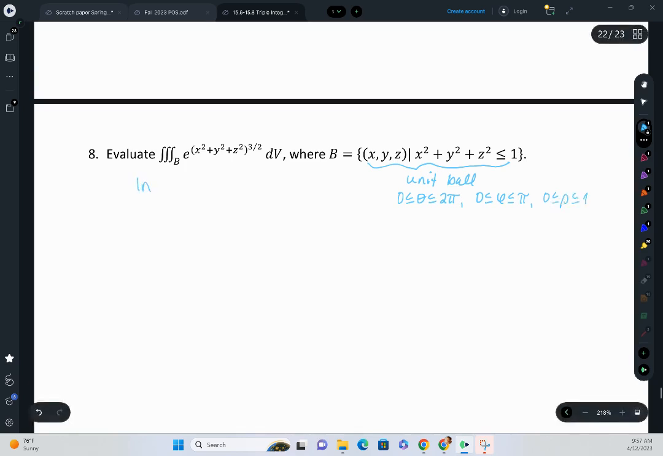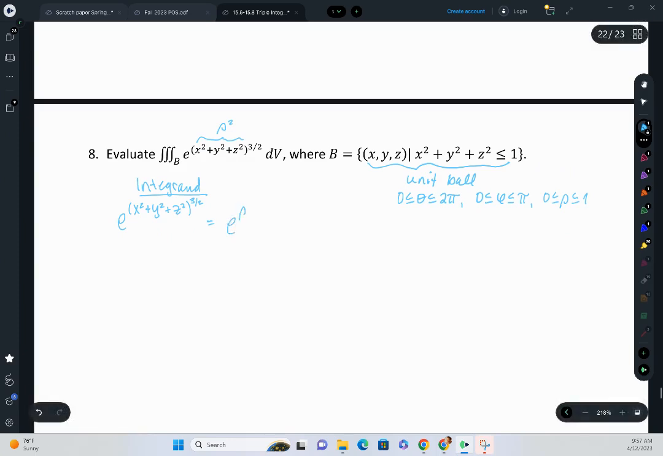Now this integrand, that's a little more work, but not a lot. E raised to the x squared plus y squared plus z squared, all of that raised to the 3/2 power, that needs to be converted to spherical. And we know that x squared plus y squared plus z squared is rho squared. So don't you dare start plugging in the separate coordinates for x, y, and z, because you're going to make it so painful for yourself. Just remember, x squared plus y squared plus z squared is rho squared.